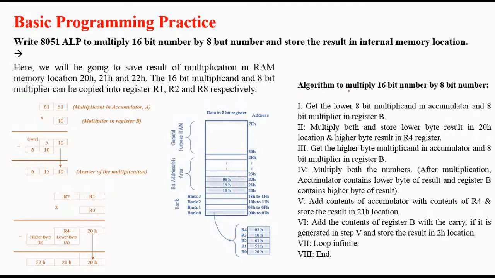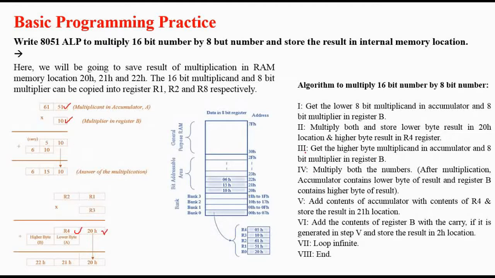So let's get started with the algorithm to multiply a 16-bit number by an 8-bit number. Firstly, get the lower 8-bit multiplicand in the accumulator and the 8-bit multiplier in register B. So firstly, we will take 51 in the accumulator and the 8-bit multiplier 10 in register B. Multiply both and store the lower byte of the result in the 20H location and the higher byte in R4. If we multiply both, we will get the result 10 and 5. As per the algorithm, we save those numbers in the 20H location and R4.